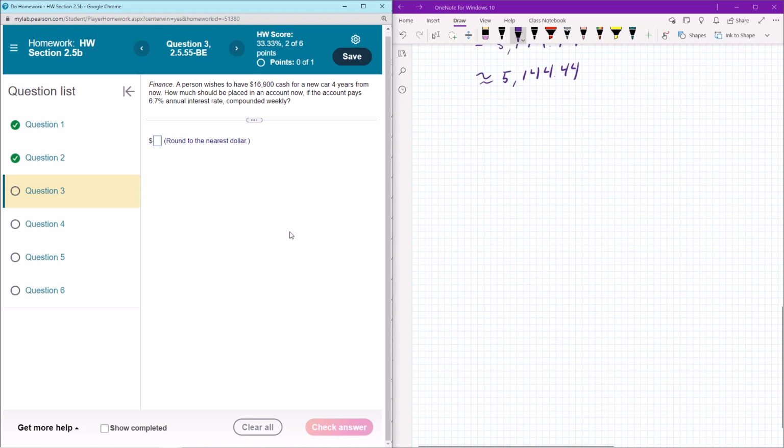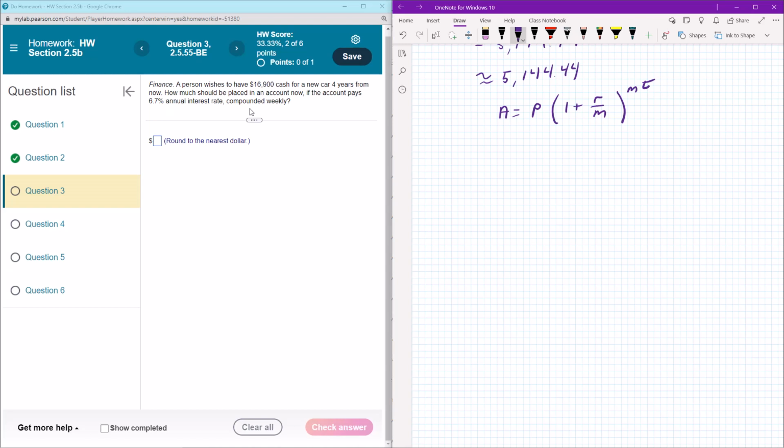Also notice that we have a 6.7% interest rate, and we're compounding weekly. So we're using the exact same formula we used before. That is A is equal to P times 1 plus R over M raised to the MT power. This is future value, present value, interest rate as a decimal, the compounding frequency, and then the time in years.